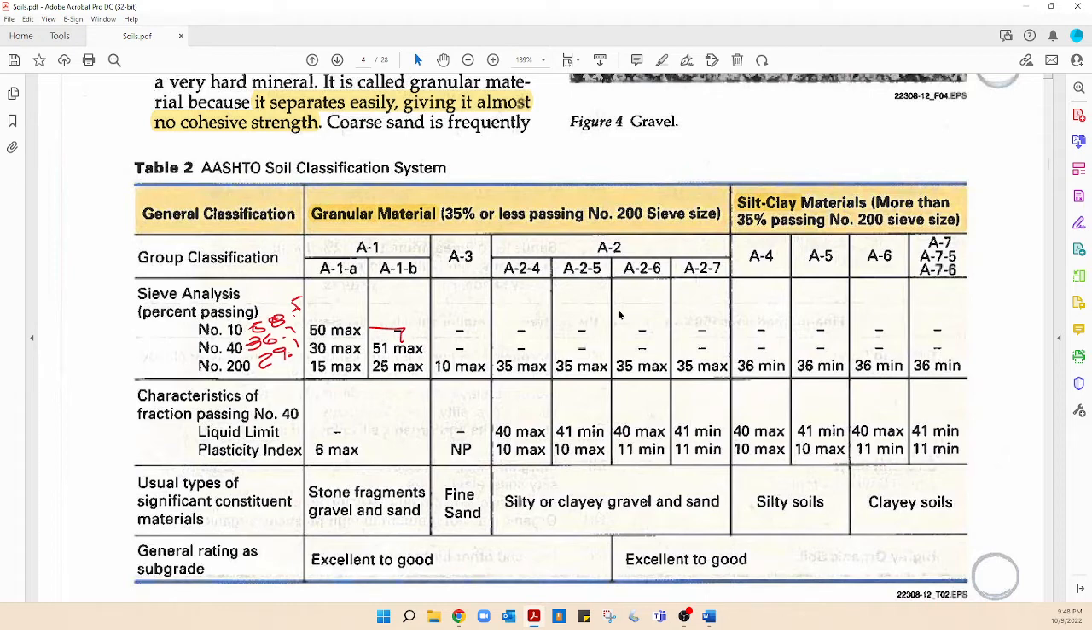In this case, 36.1% passed through the number 40 sieve. So we're okay at this point.